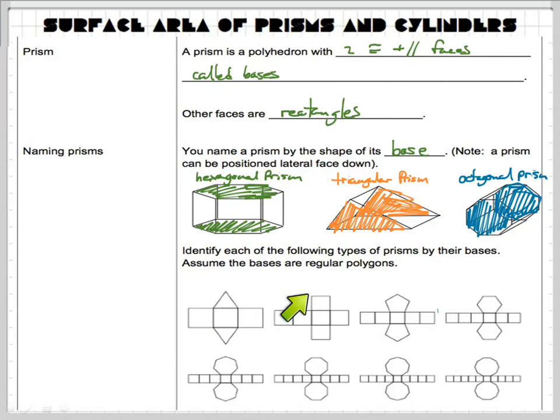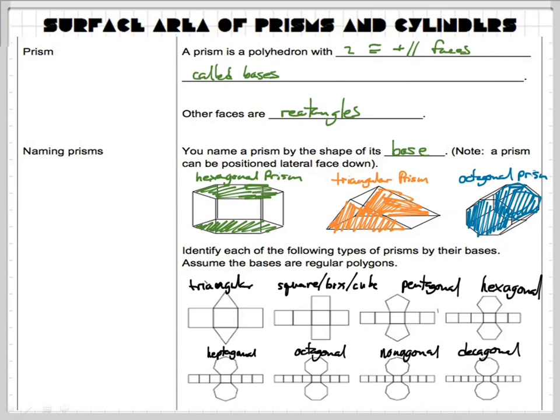Take a moment to identify all the different prisms down here. There's a lot of them, and some of them are the same, like this one right here, the hexagonal. He is right here, so this would be hexagonal down over here. See if you can name all those before I do it. All right, here you go.